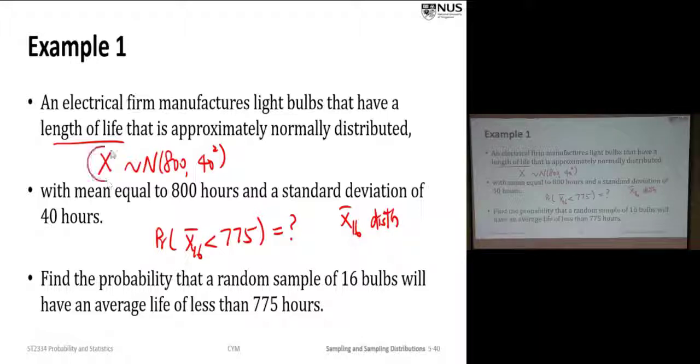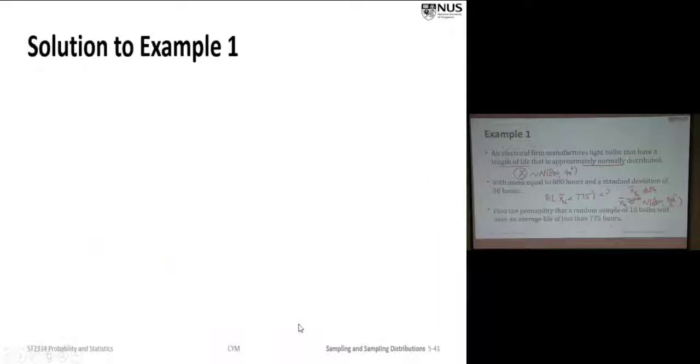Because we know x follows approximately normal, therefore x bar, the sample mean, follows again approximately normal with mean the same as x, and variance 40 squared over 16. Remember, it's sigma squared over n. That's the variance. So the standard deviation will be 40 divided by the square root of 16. Once you know the distribution, the rest is quite straightforward.